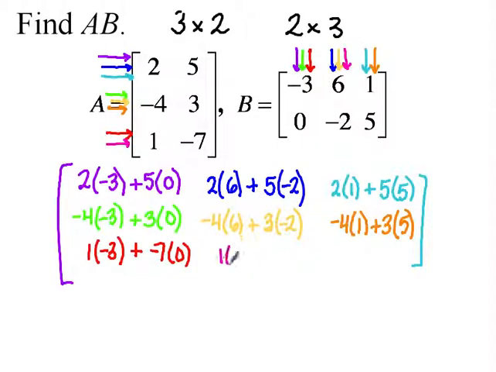So I have 1 times 6 plus negative 7 times negative 2. And then last but not least, and I'll be honest with you, I picked one of the longest ones to start with. So this is one of the longer ones that you'll need to do. Okay, and so 1 times 1 plus negative 7 times 5.